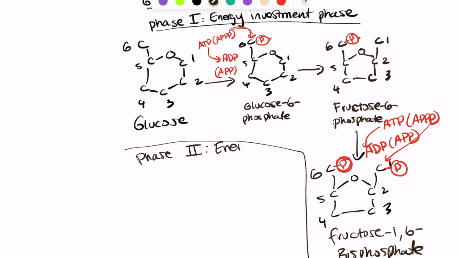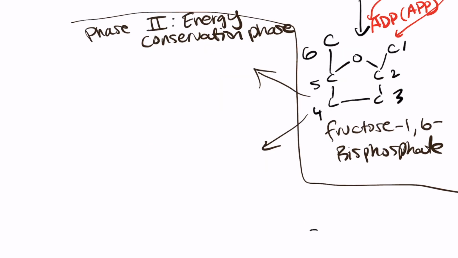This is also called the energy conservation phase. Conservation means production of energy. So from this phase now, we're going to keep going with this fructose, and we're going to split this ring up. So actually, let me do this one, and this one. So carbon 1, 2, 3. So we're going to split these 3 carbons from these 3 carbons here. We're going to split these into 2 groups, okay?